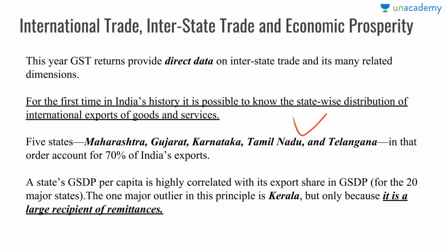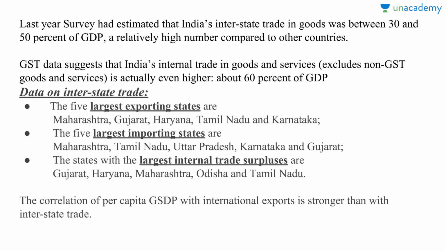And a state's GSDP per capita is also related with export share. I have already told you this. And one major outlier is Kerala. This is mainly because it gets a lot of remittances from the Middle East countries. And last year's survey estimated that our interstate trade was between 30 and 50% of GDP, and it is much higher as compared to other countries also. Now India's internal trade in goods and services is actually even higher, about 60% of the GDP.